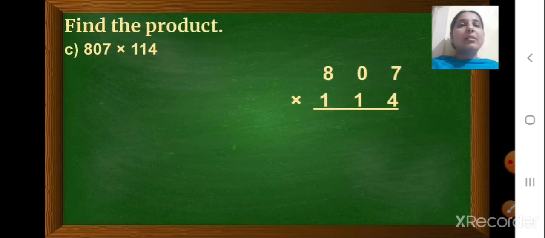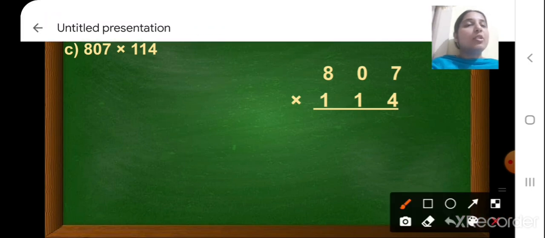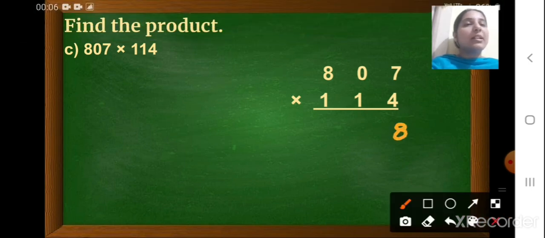So question number C is 807 multiplied by 114. So first we will start with the digit at the ones place. So 7 fours are 28. So 8 we will write here and 2 will be carried over to the tens place of the multiplicand. Now 0 fours are 0 here and 2 added to 0, 2 we will get. Now 8 fours are 32. So that we will write here, 32.